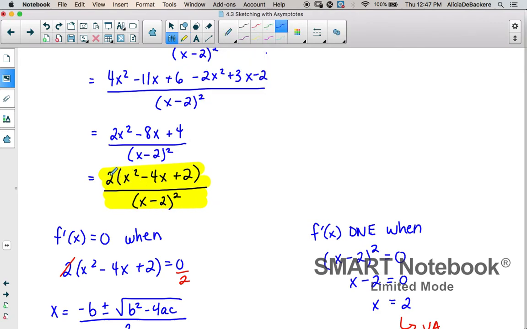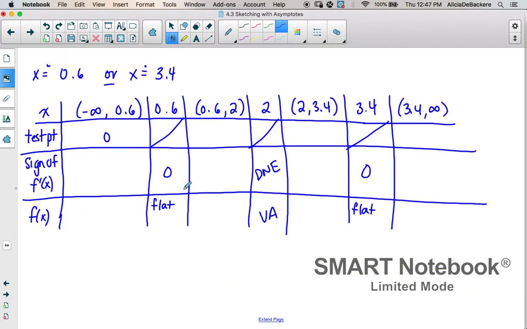In the numerator, I'm going to get 2 times 2, so that's positive. And then in the denominator, I'm going to get a negative squared. And so altogether, that's going to be positive, which tells me that the graph is heading up or increasing.